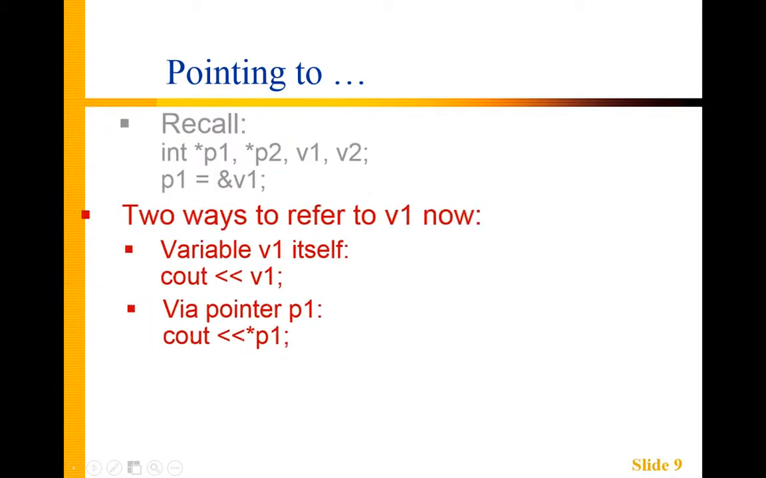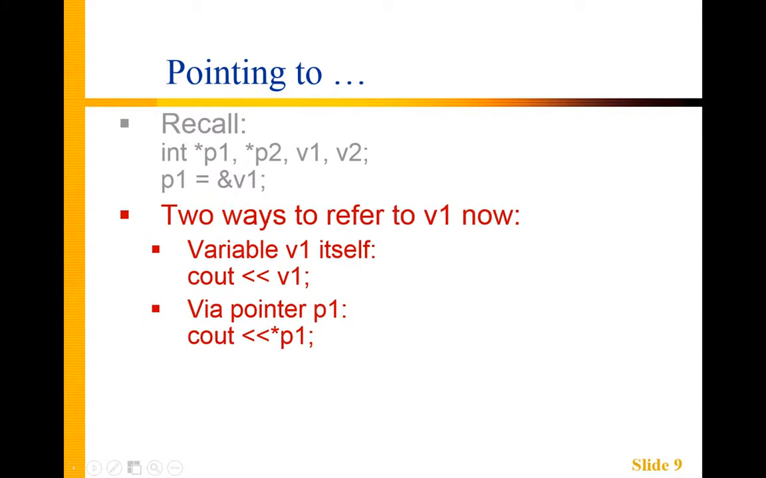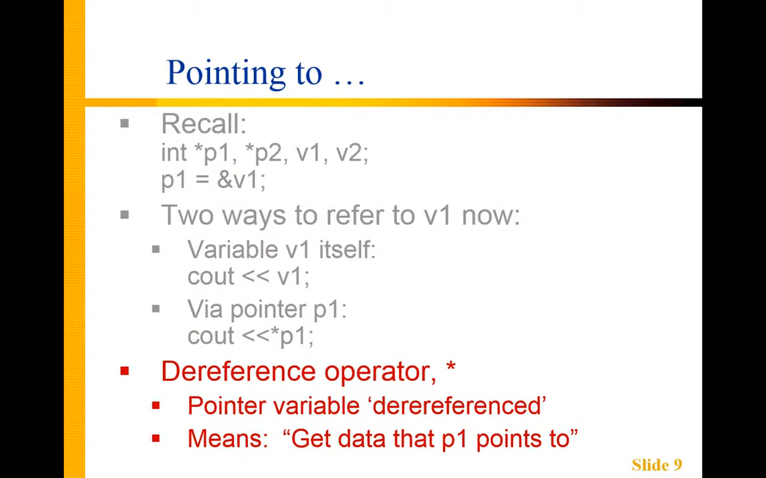P1 points to V1. So two ways to refer to V1 now: the variable V1 itself. How do we access the value of what's in V1? We could say cout V1, that's what we normally do. Or you could say through a pointer. Because P1 already knows that it's pointed to V1, we can say cout asterisk P1. So that's your dereferencing. You're accessing the value of whatever P1 points to through the pointer P1. So the pointer variable is dereferenced, which means you get the data that P1 points to.